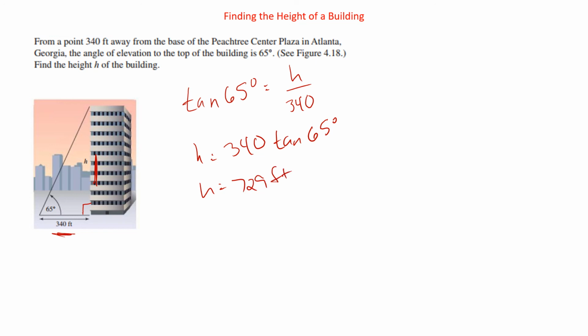And we were able to do that without trying to measure the actual height of the building. This is called indirect measurement. And it's, again, a pretty straightforward application. It uses trig and right triangles. So this is what we're working on for this section.